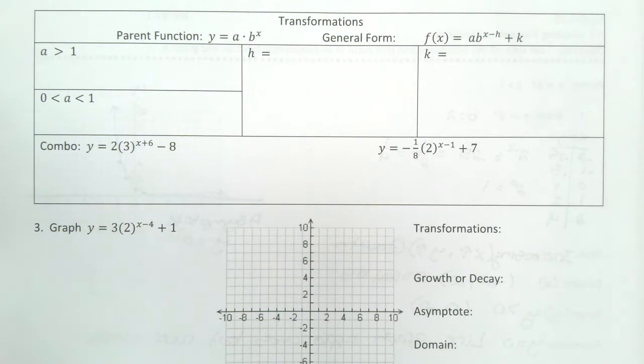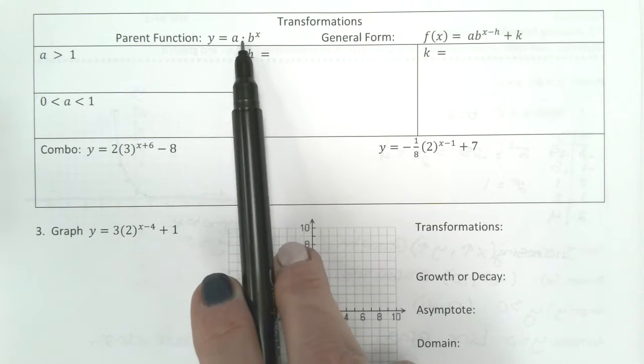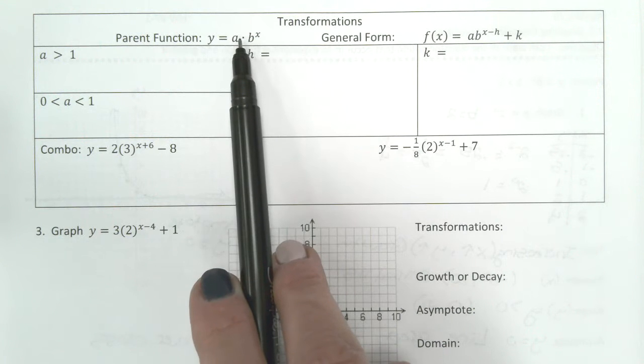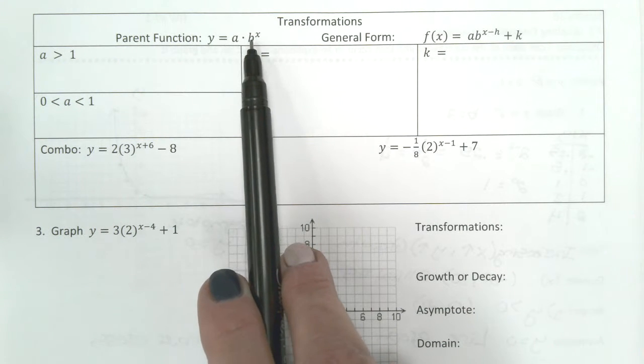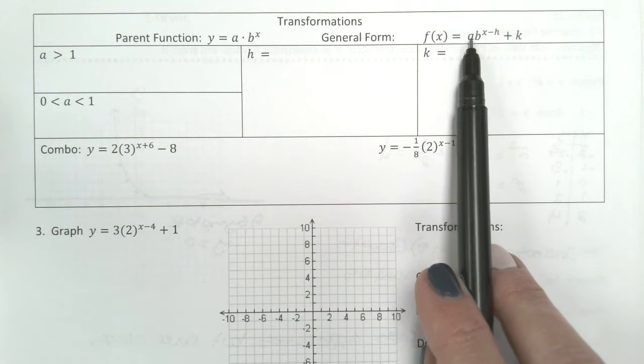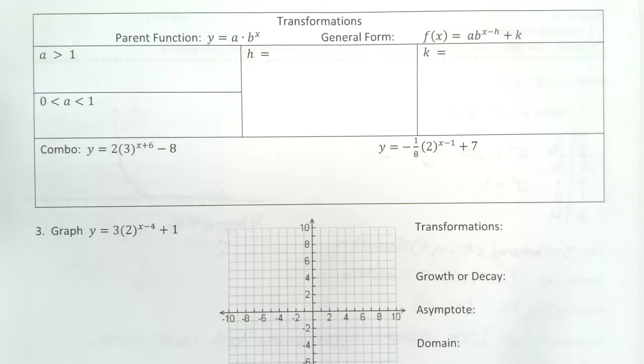Welcome back. Here is part 2 of graphing exponential functions. So we've done transformations throughout the year, and the parent function that we just did on the other side was, technically, a times b to the x. Our general form is a times b to the x minus h plus k.